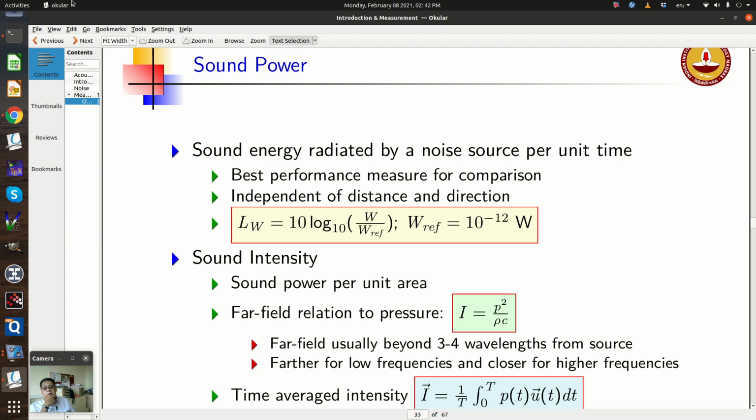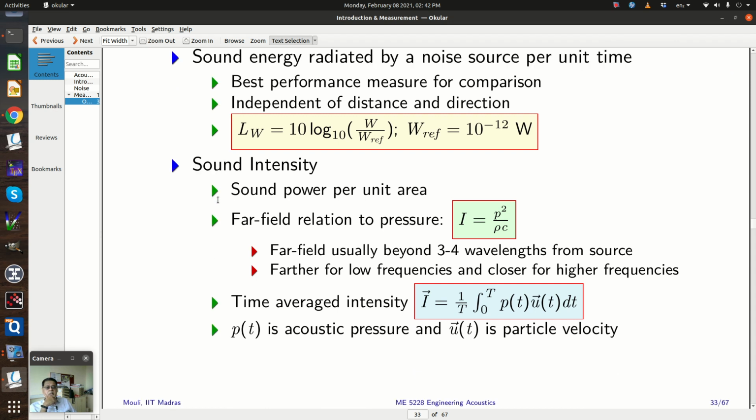Now, to measure this sound power, there is a quantity called sound intensity. This is nothing but sound power per unit area. If I make a square of 1 meter square, what is the energy going through that square? That is sound intensity. It has a relation to pressure in the far field. Again, all of these we will derive a little bit later. In the far field it is directly related to sound pressure: intensity is P square by rho C, so it is related to the square of the pressure.